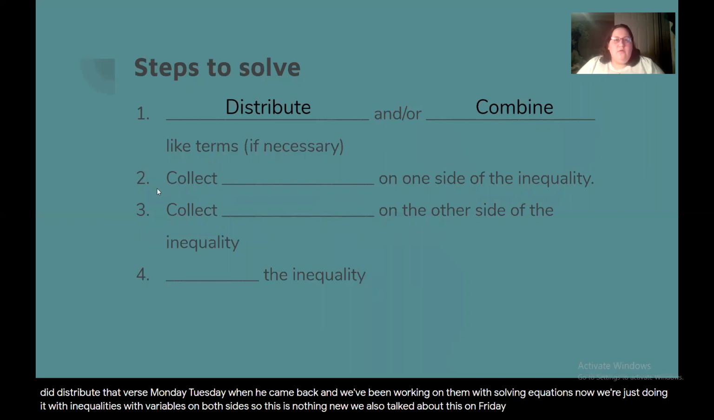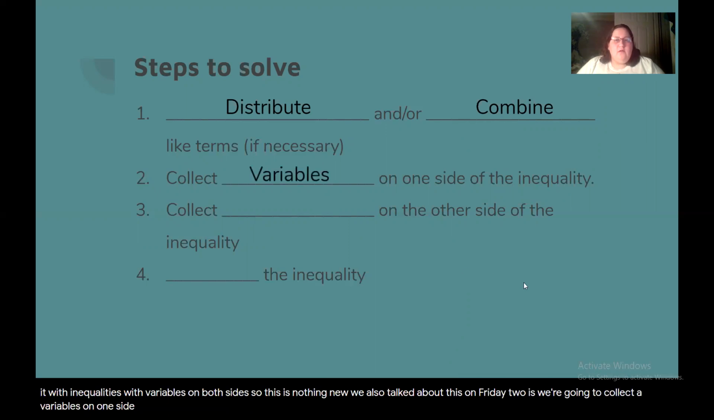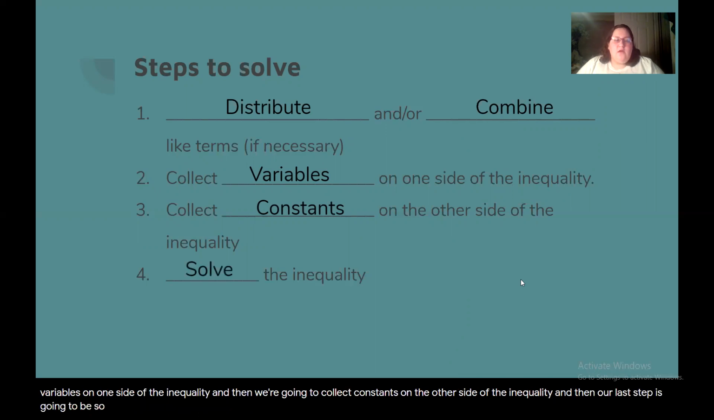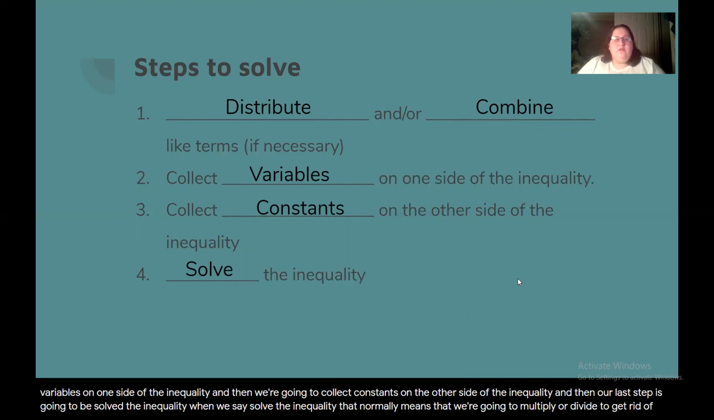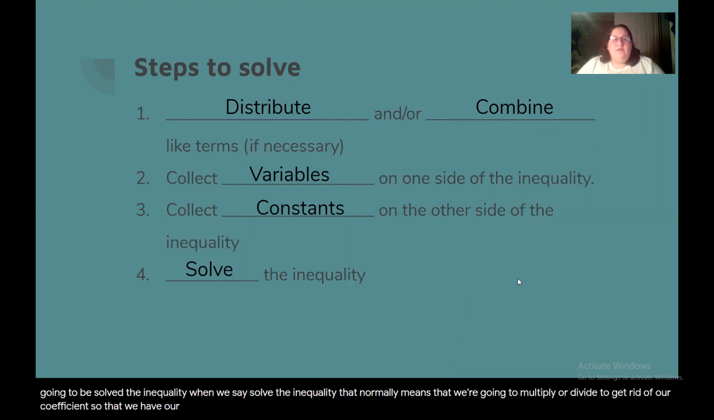Now, part 2 is we're going to collect variables on one side of the inequality, and then we're going to collect constants on the other side of the inequality. And then our last step is going to be solve the inequality. When we say solve the inequality, that normally means that we're going to multiply or divide to get rid of our coefficient so that we have our variable completely isolated.